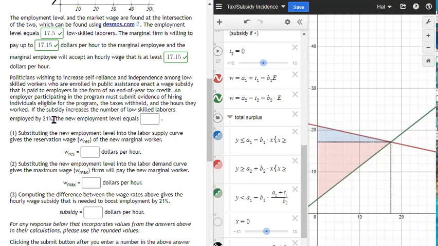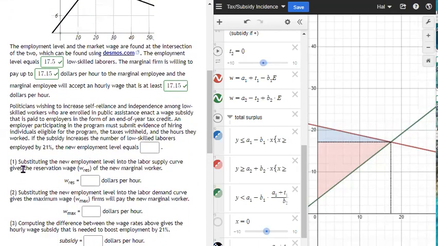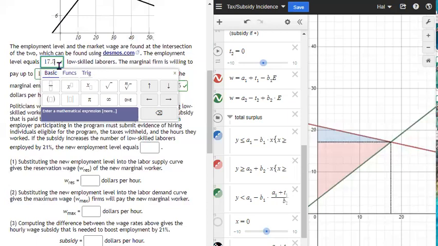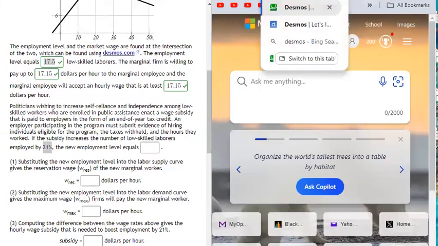Okay. Suppose you're an economist and you've estimated the labor demand equation and the labor supply equation for this particular labor market, and you've observed a 21% increase in low-skilled laborers being hired in this labor market. First, you can calculate the new employment level, because the original employment level was 17.5, correct? So we need to increase 17.5 by this 21% because that's what you've observed. So let's open up another Desmos for calculations.